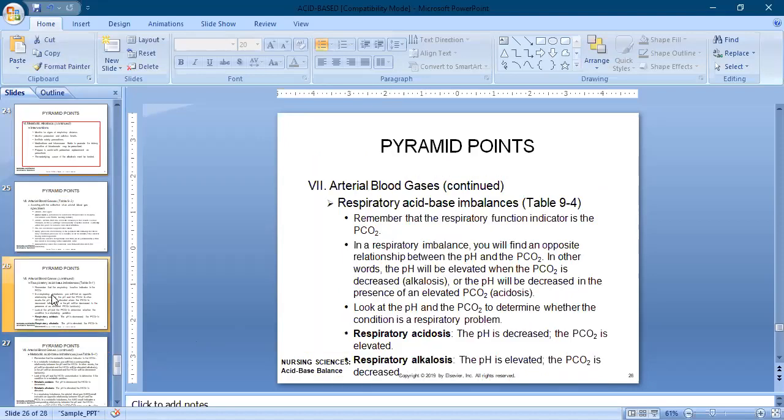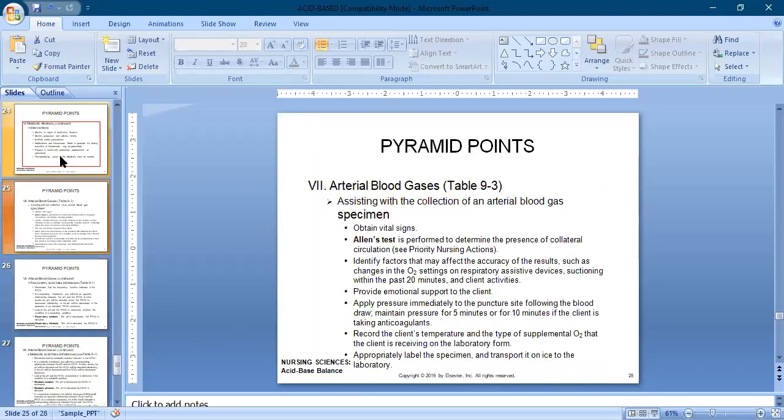So what next? What next? Here, arterial blood gas analysis from here. So let me show you.